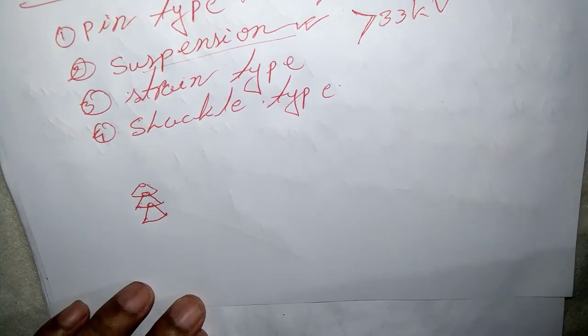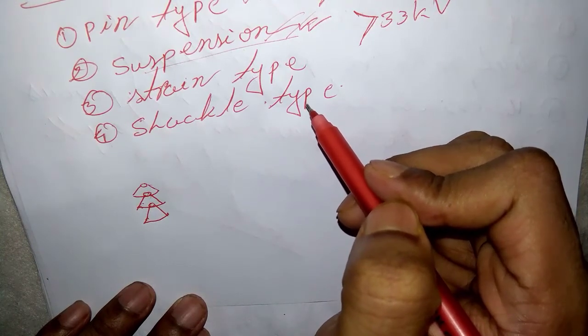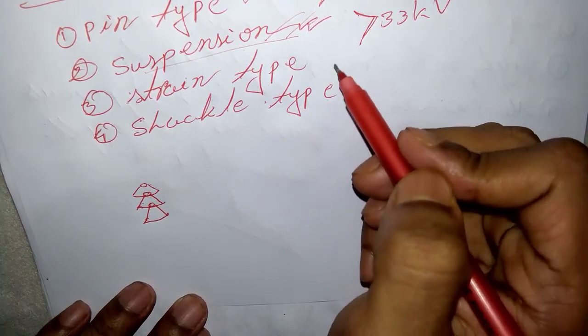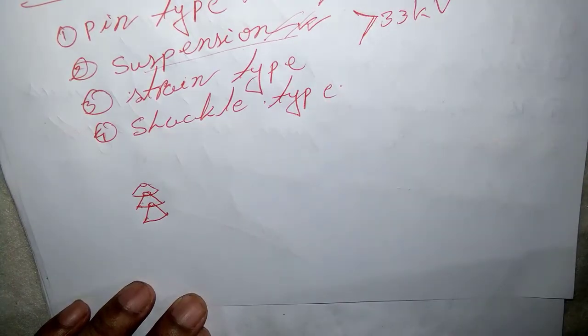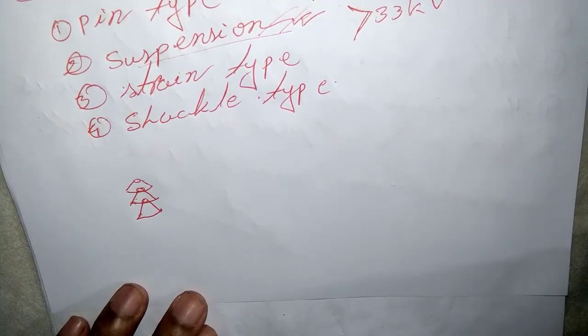The main advantage of suspension type insulators is that they are cheaper than pin type insulators for voltages beyond 33 kV. Each unit of the suspension type insulator is designed for low voltage, usually 11 kV. And if any one dish is damaged, the whole string does not become useless. That is the main advantage of the suspension type insulator.